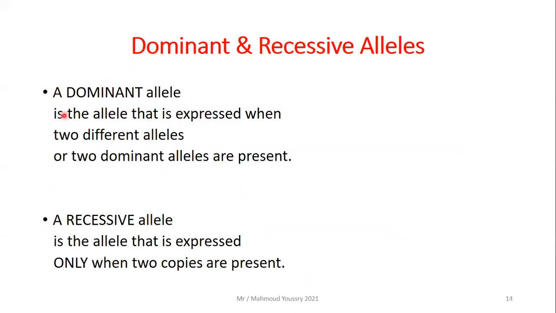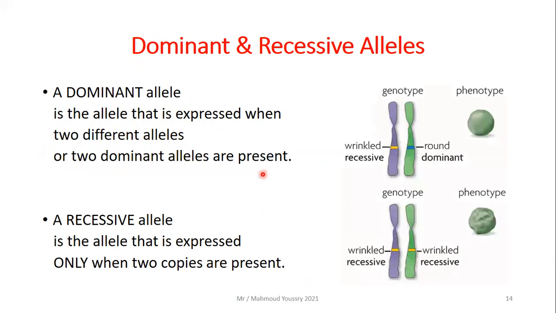So a dominant allele is one allele that is expressed when two different alleles, or two dominant alleles, are present. So if here we have, this is the genotype, one gene that codes for round seeds and the other one for wrinkled seeds, but the round is the dominant. So the phenotype will be round seeds. The dominant allele will be expressed if one or two alleles are dominant.